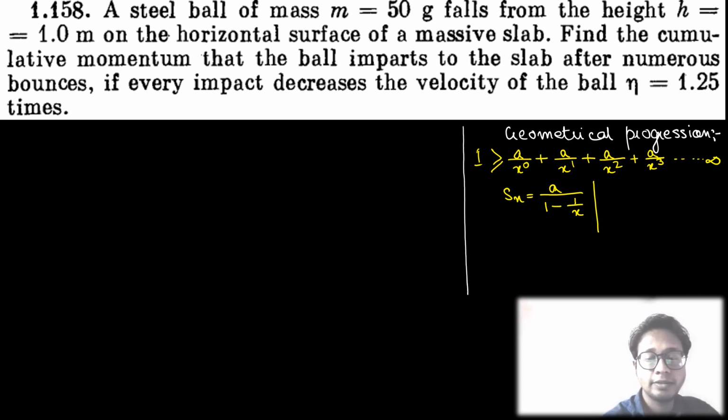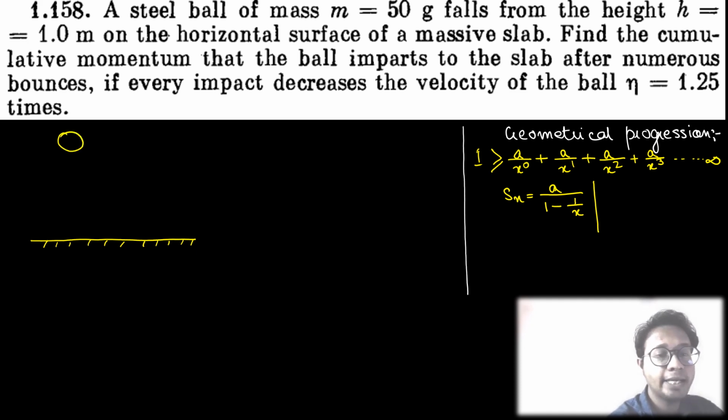In this question, there is some ground and a ball is at height h. Now the ball bounces off the ground, but after bouncing off, it is a kind of inelastic collision. That means after bouncing off, the velocity reduces by n times. After coming down, what is the velocity of this ball? The velocity of this ball coming down is nothing but under root of 2gh.